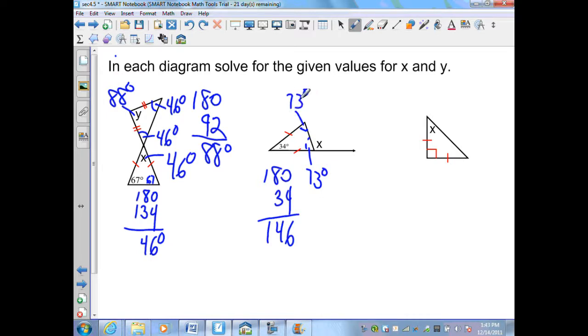When I take a look at the diagram, I know that x and this angle form a linear pair. That means that they are supplementary. They add up to be 180 degrees. 73 from 180 leaves me the value of x to be 107. 107 degrees. The next diagram, I have an isosceles right triangle. I know that the three angles add up to 180 degrees. If this one is 90, these two angles must also add up to be 90. When I divide them by 2, that leaves the value of x to be 45 degrees.